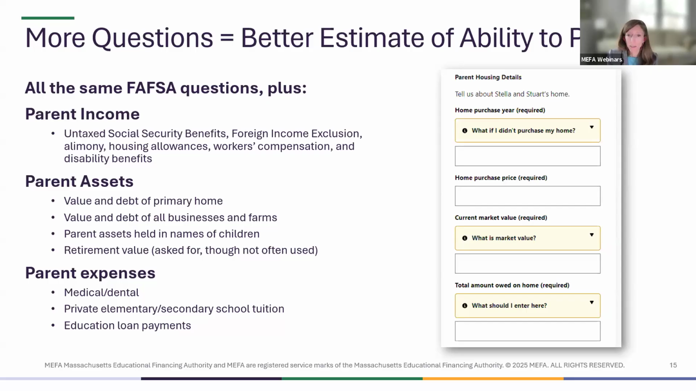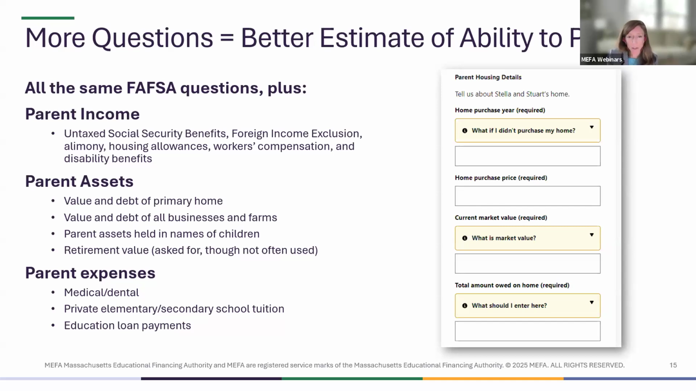Parent assets: the value and the debt of your primary home, and the value and the debt of all businesses and all farms. The FAFSA does not ask about your primary home, and it does not ask about smaller businesses or commercial fisheries or farms where you live. The profile wants to know everything. So they want to know the net value of your home, the home you live in, any other home you own, every business, every farm.